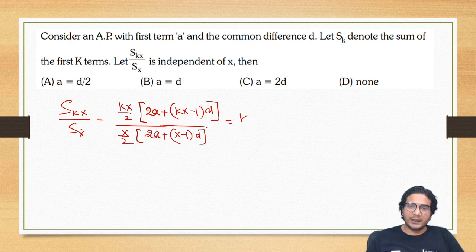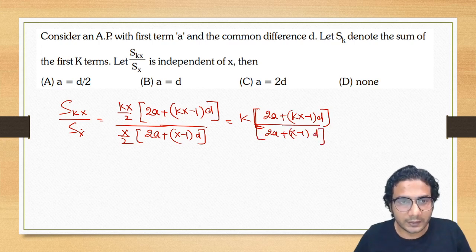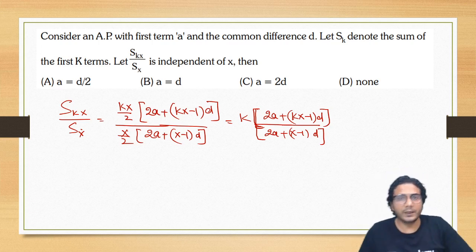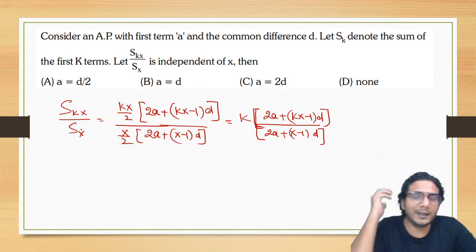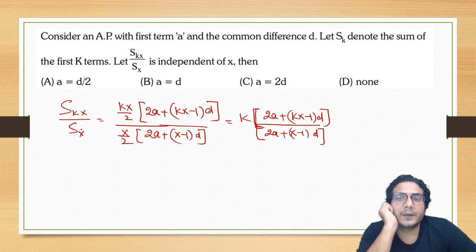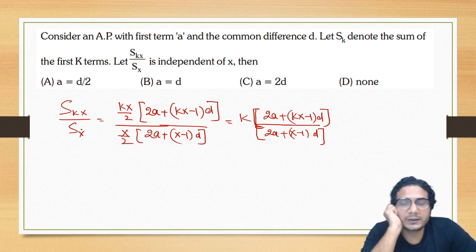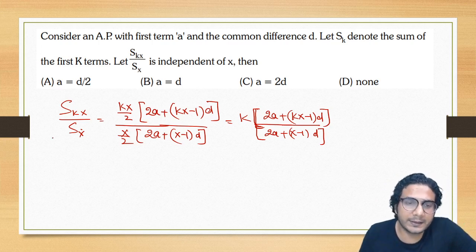This k outside is not a problem. Our problem is this 2a plus (kx minus 1) into d, divided by 2a plus (x minus 1) into d. And we can't take anything, since k is a constant. We need to choose a and d in such a way that this kx must get cancelled. Let me rewrite this expression. If I rewrite it, then you would obviously answer it easily.